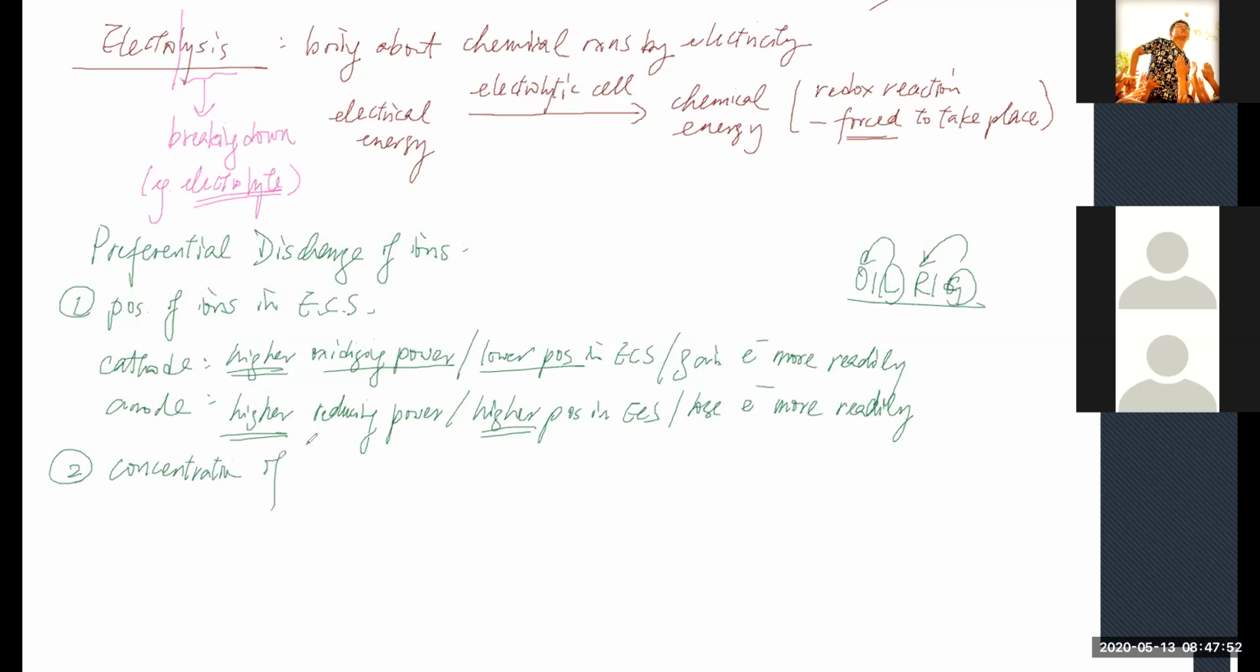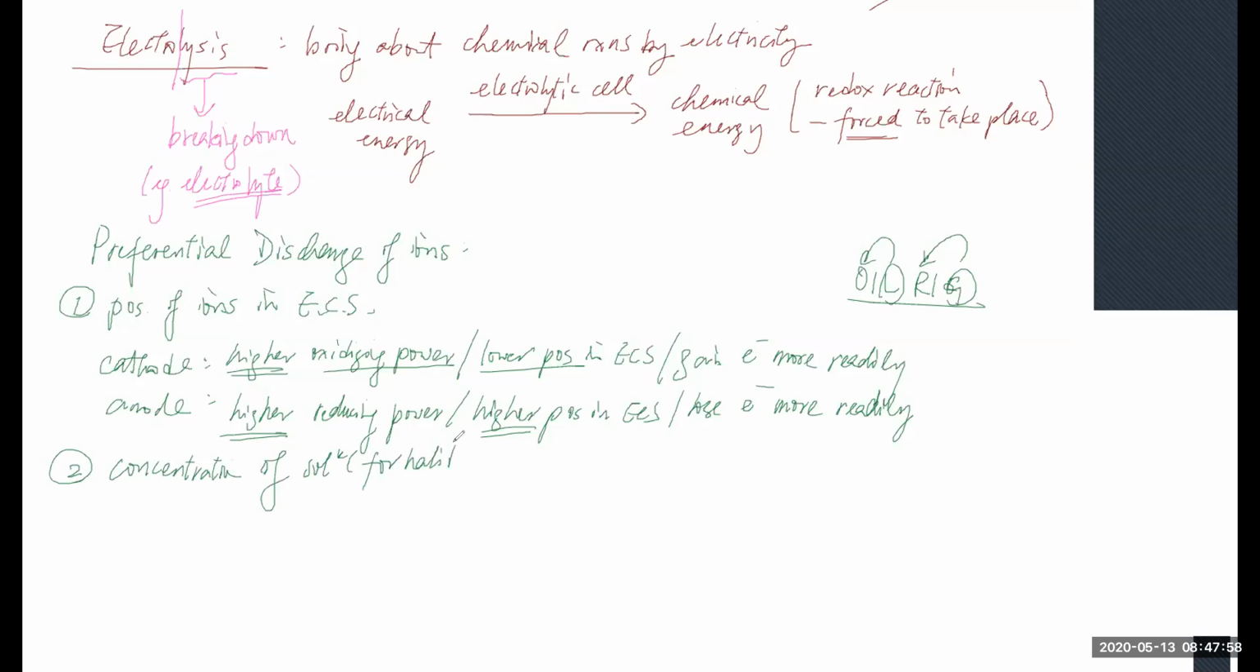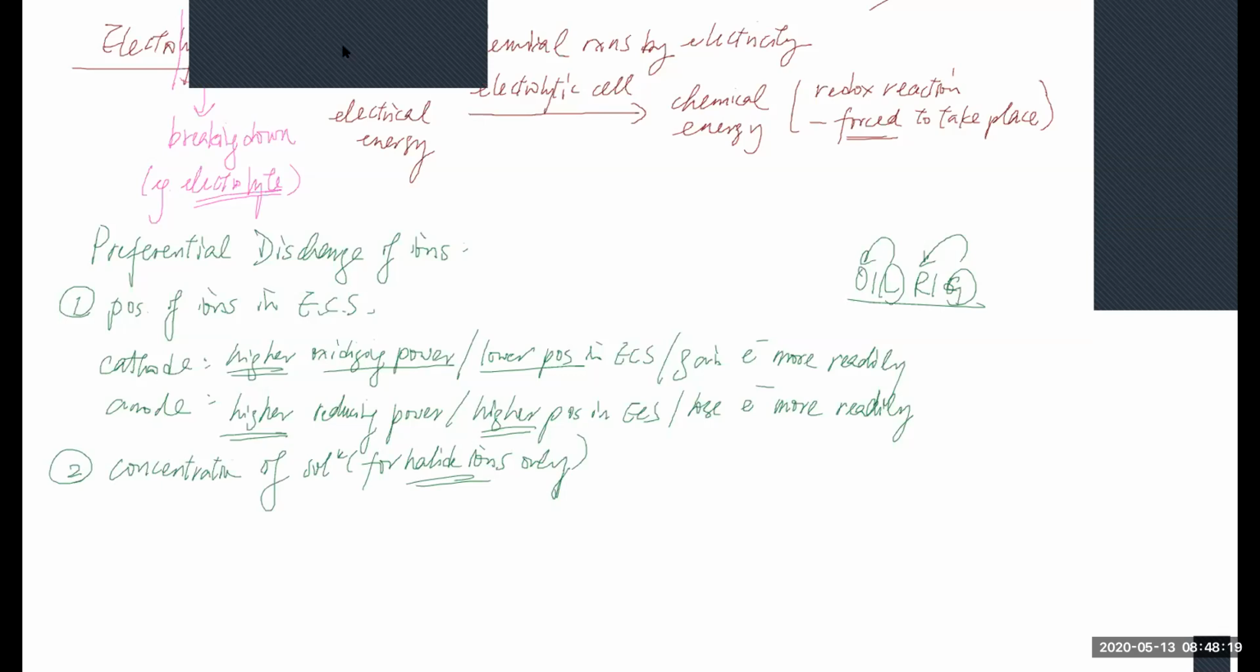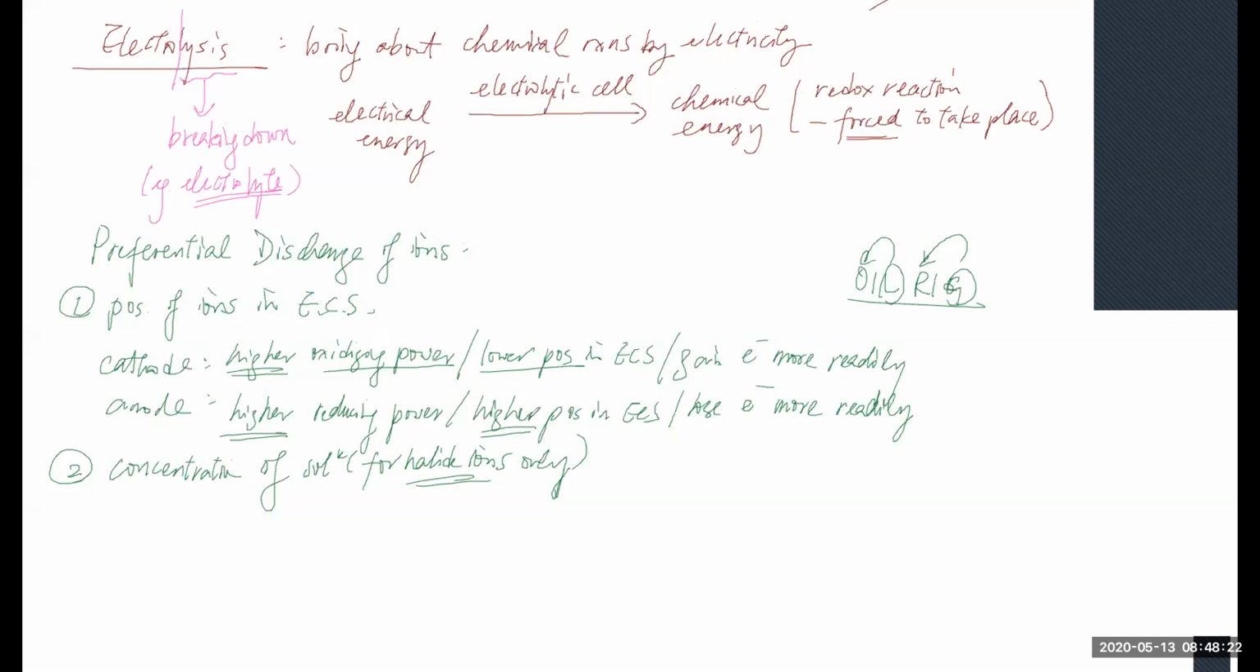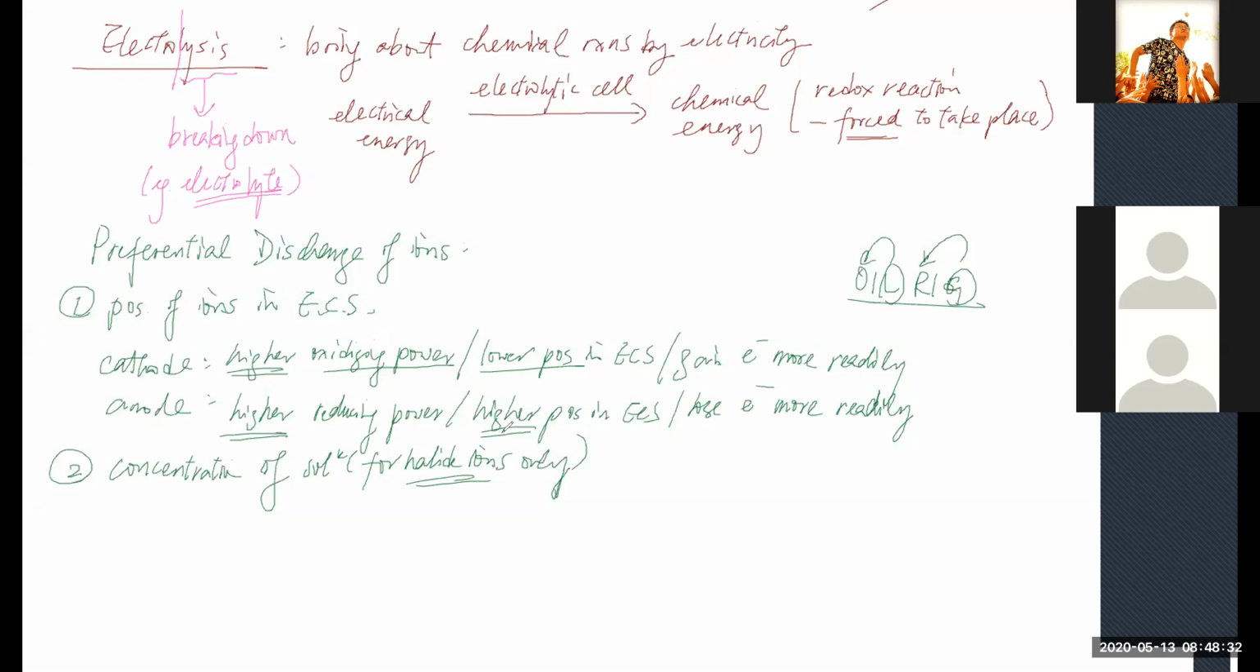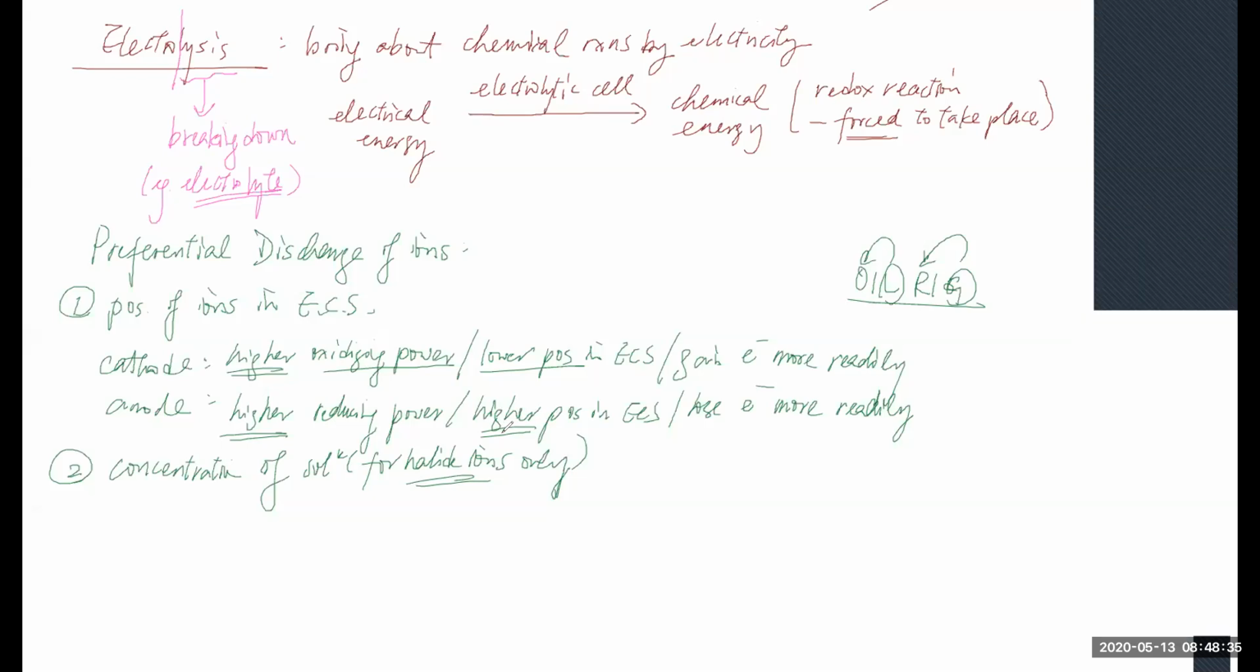Second, you talk about concentration of solution. So remember, you are going to talk about halide ions only, but not other ions. The reason is that the position in the ECS of all those halides, when you compare with hydroxide ions, which will usually go to the formation of oxygen, is rather close. So whenever there is a change in the concentration of halide ions, they would affect the preferential discharge of ions by forming halogens.